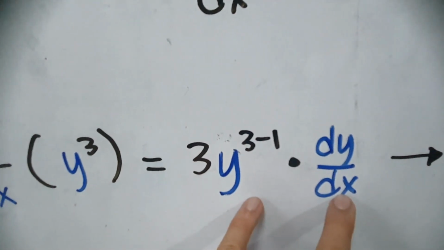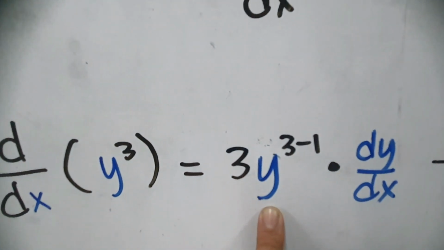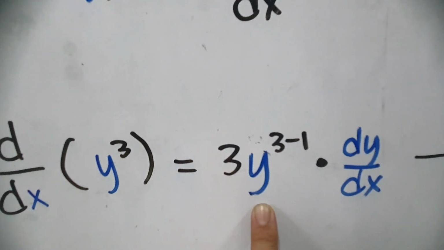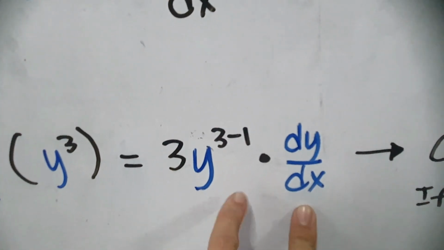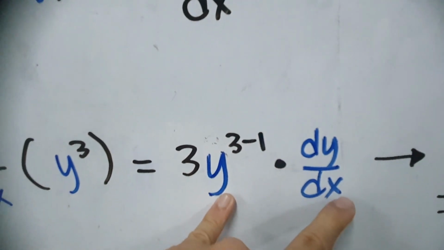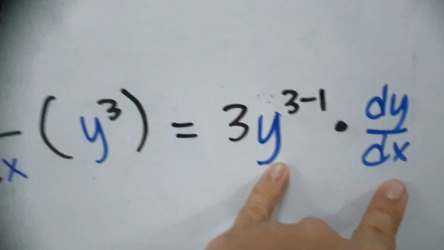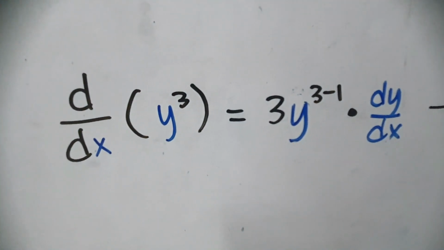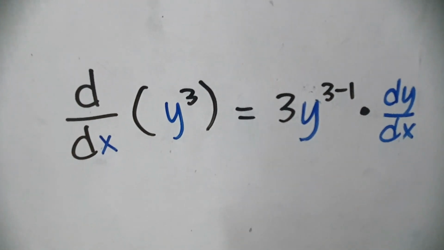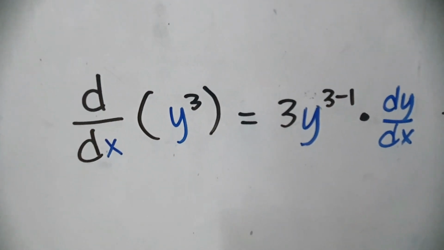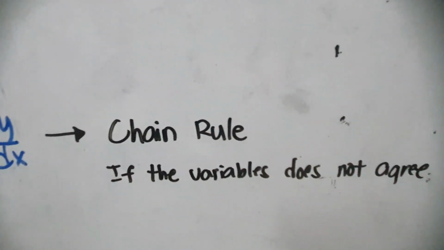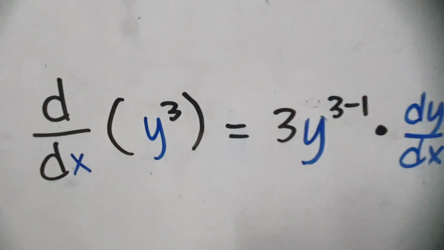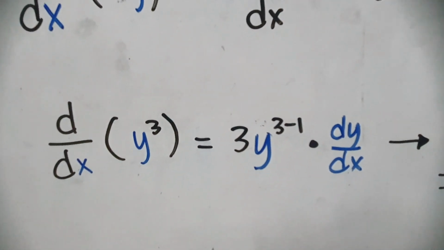So applying the chain rule to this one, since we already applied the power rule, then we're going to derive the variable y. The derivative of y is dy over dx. So that's the process in differentiating a variable with respect to x. Now let's have more examples so that we can identify directly the derivative of an implicit form.